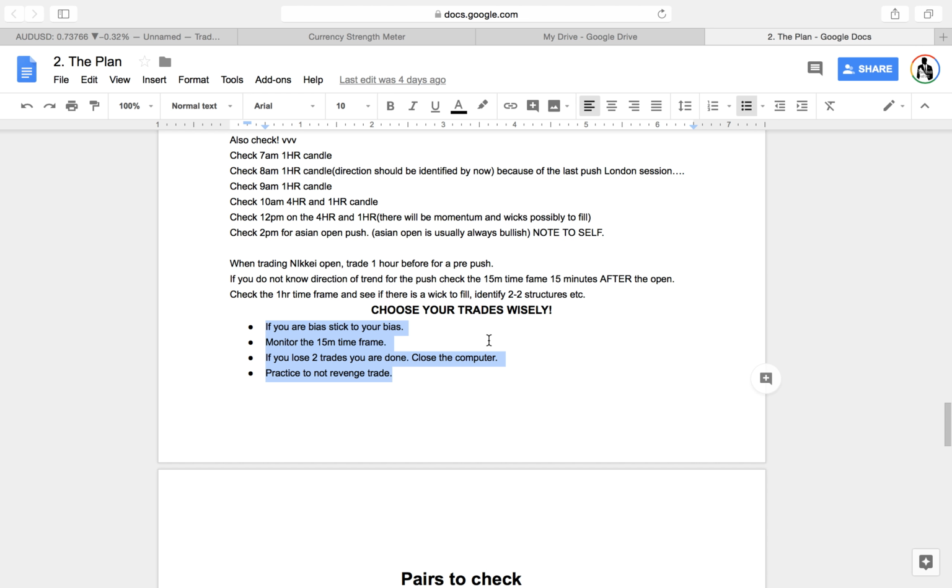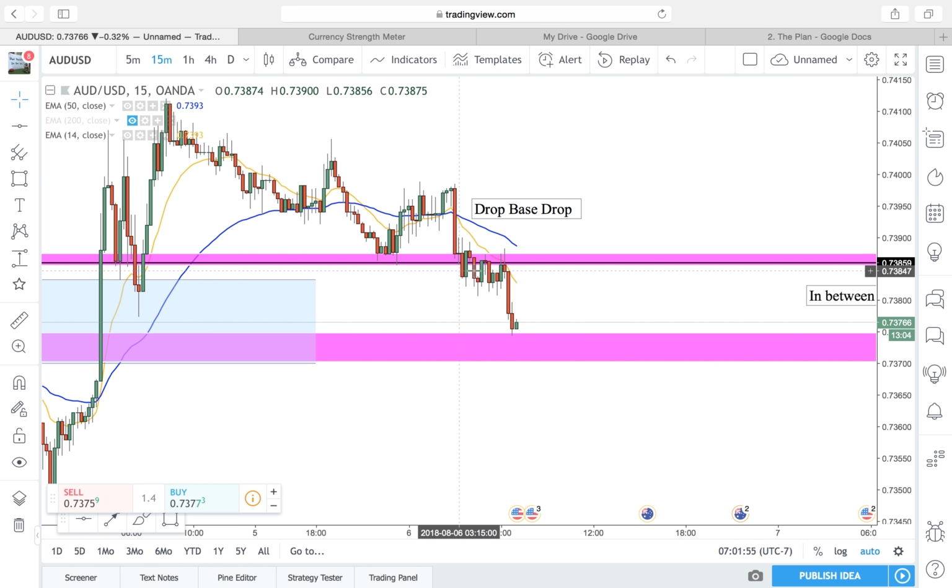Choose your trades wisely. This is so important. Like, choose your trades wisely. I went through everything this morning. I didn't see anything I liked. This was all I liked. Do I trade AU? No. But it was in between zones. It's not difficult. It's the same stuff. All the charts move the same.